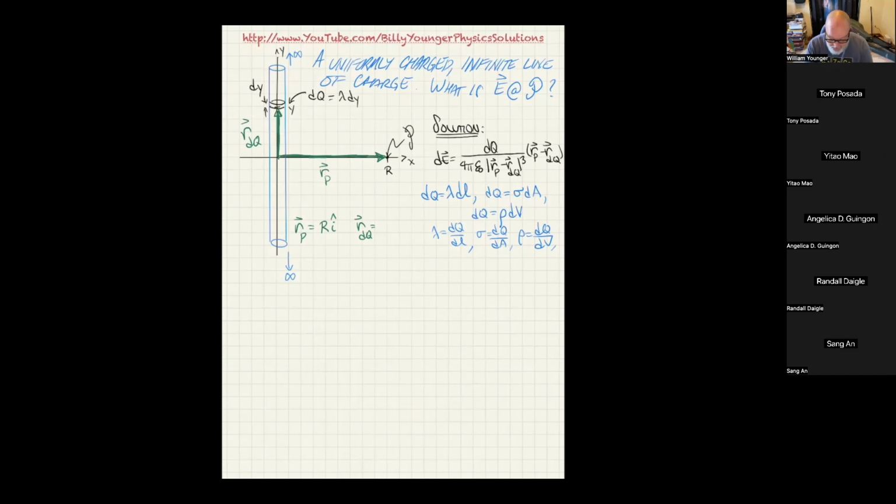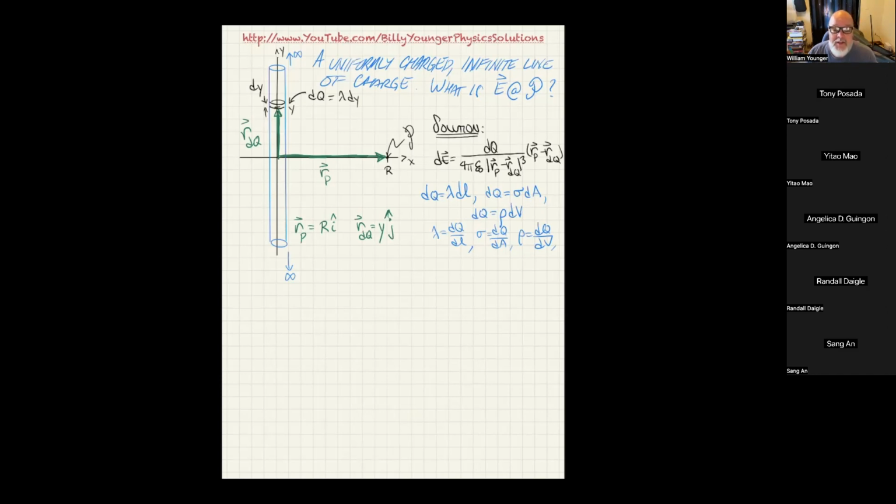So notice I made a point that it's along the y-axis. So you should just call it the distance y, and then we'll just say j hat. And remember, all vectors that have a little hat on them are understood to be unit vectors, meaning their length is 1 unit, not 1 meter, not 1 Newton, not 1 Coulomb. It's just 1 unit. So now we've got rp, we've got rdq.